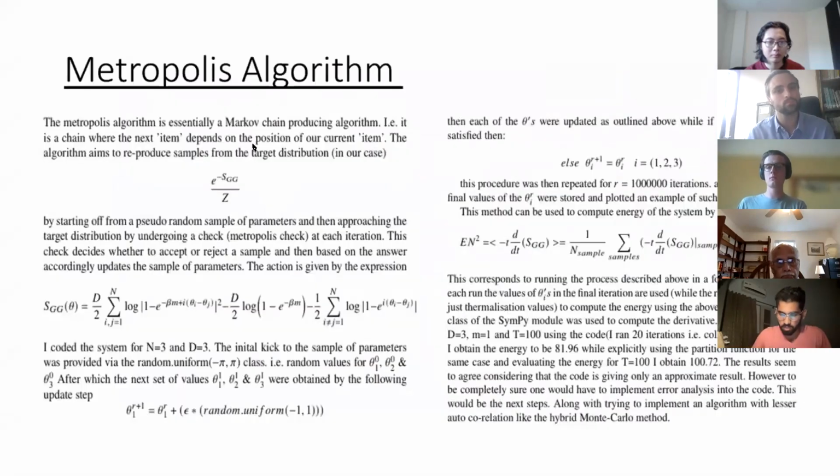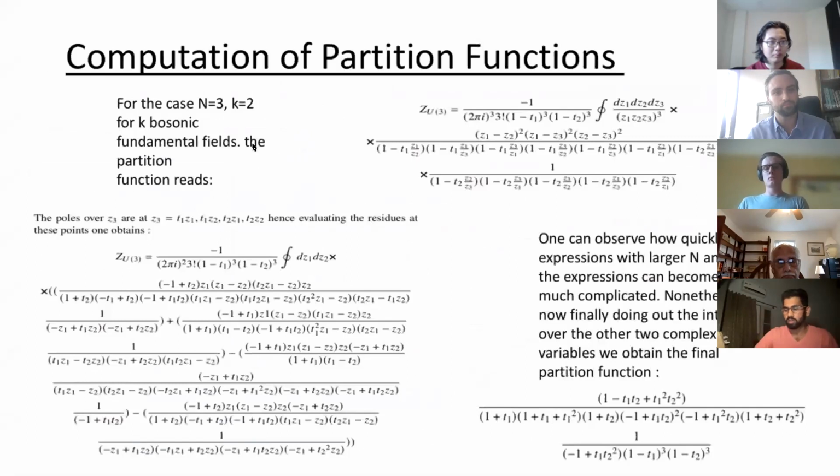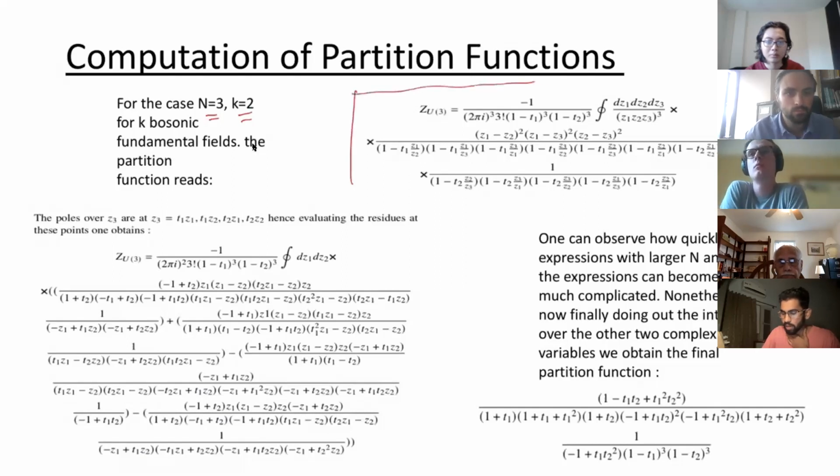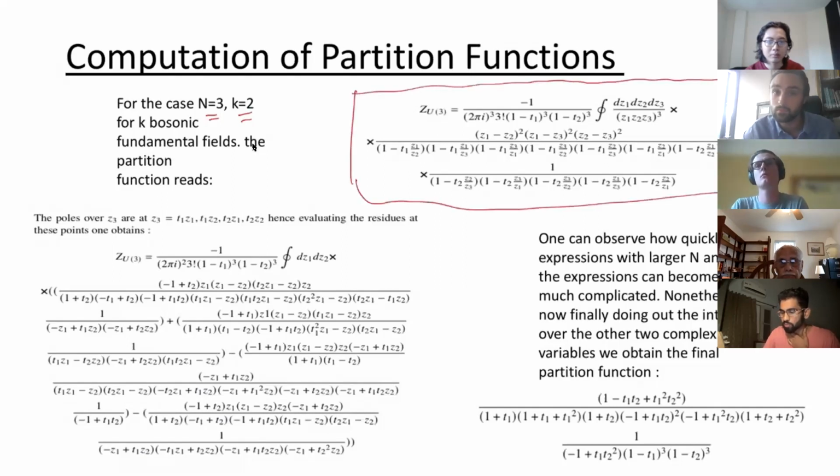Yeah, okay. So right, here I talk about some of the explicit results that I computed during the internship. So here is the case for n equals 3, k equals 2. So I already showed you the general integral formula for the bosonic field, for the k bosonic field system. And so this is basically just expanding out that formula. And then from here, note that Z1, Z2, and Z3 are basically complex variables, and these integrals are over the unit circles in the complex plane.